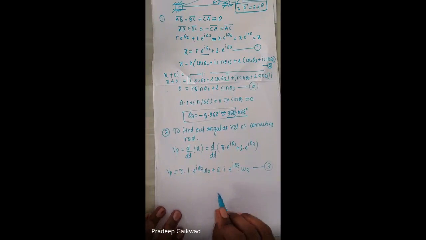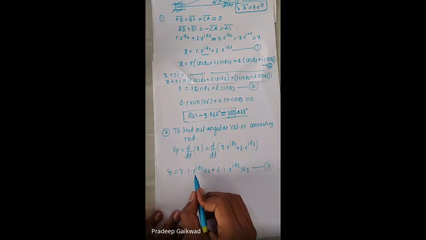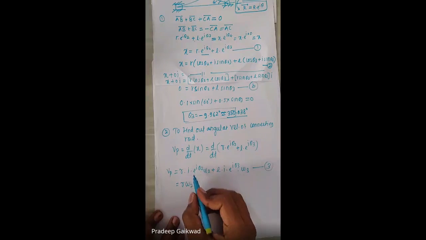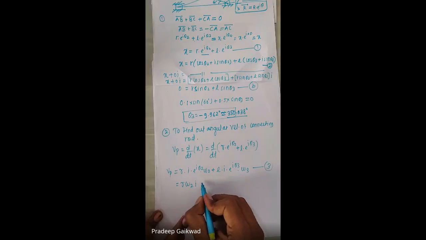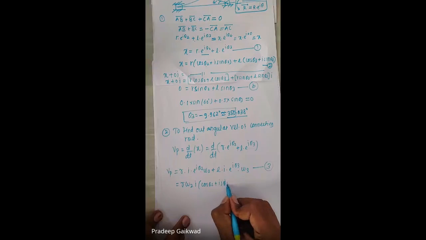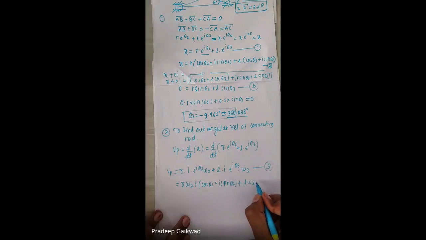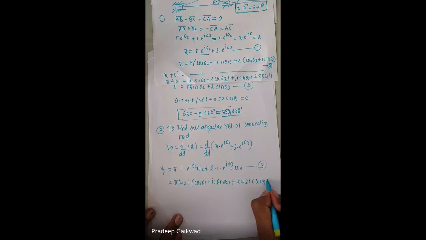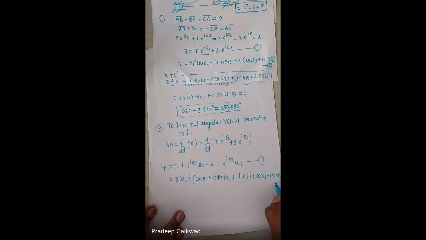Now again, what to do here? Just simplify real part and imaginary part. For getting real part and imaginary part, I have to write R omega 2 into i e raised to i theta 2. So i into e raised to i theta 2 is cos theta 2 plus i sin theta 2. Just put these values. Plus L omega 3 into i into e raised to i theta 3, which is cos theta 3 plus i sin theta 3. Okay. And now let's say it is equation number 4.